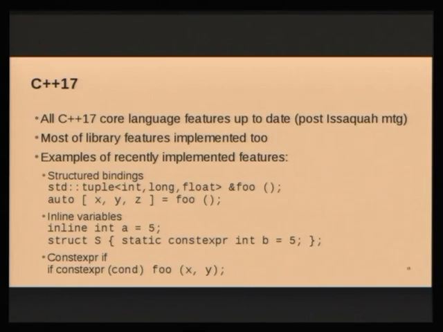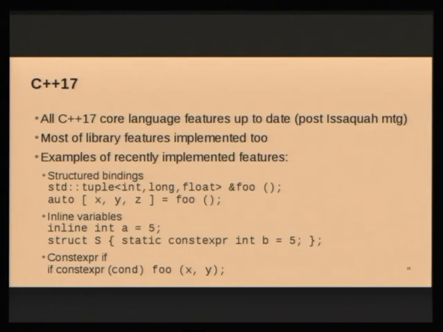So GCC 7 right now implements all the core features of C++17 as the first compiler. But of course, some new features can get in, and we will have to either implement them or put them in 7.2 or something. And on the library side, we have almost all features there.